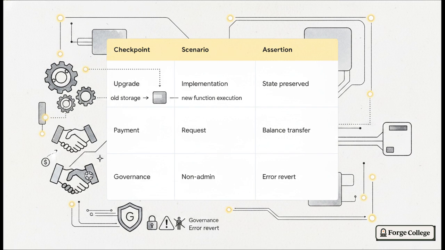Notice how we translate an integration checkpoint directly into a concrete scenario and a primary assertion. For a proxy upgrade, the scenario is upgrading the implementation, and the primary assertion is making sure the new function actually executes while the old storage is perfectly preserved. We also have checkpoints here for the payment handshake and governance auth, which we'll tackle in just a second.